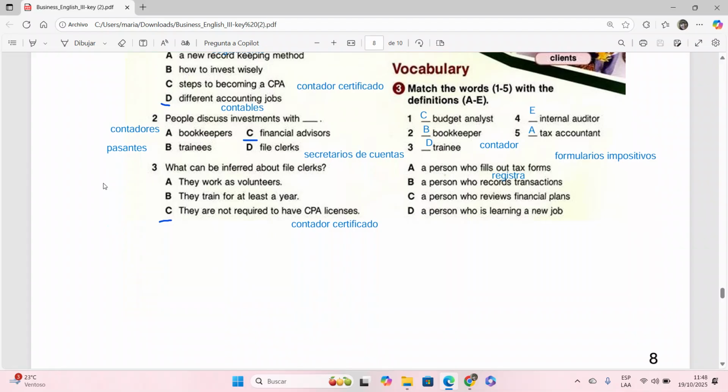Vocabulary. 3. Match the words from 1 to 5 with the definitions from A to E. 1. C. A person who reviews financial plans. Budget analyst. 2. B. A person who records transactions. 3. D. Trainee. A person who is learning a new job. 4. E. Internal auditor. 5. A. A person who fills out tax forms. Tax accountant.